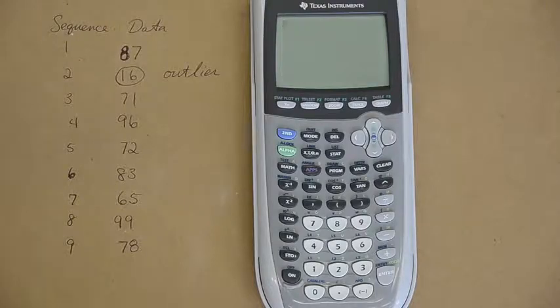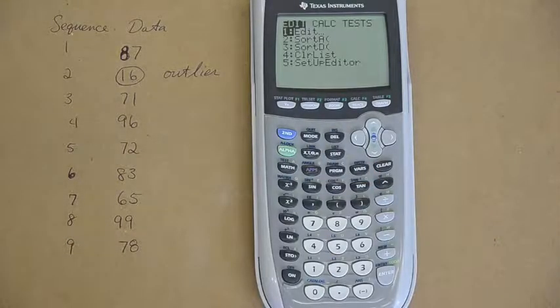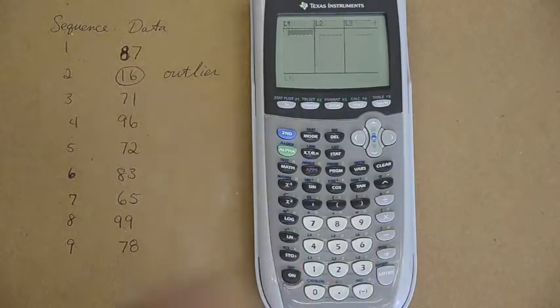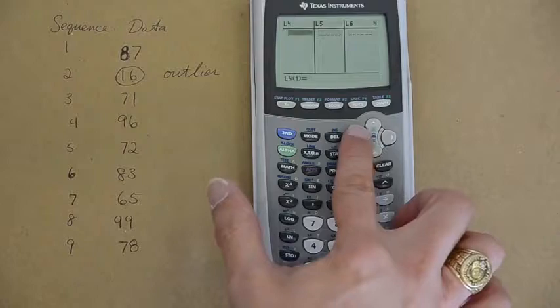So I want to put this data into the calculator, and that means I'm going to turn it on. I'm going to hit the stat button to put some statistics stuff in, and hit edit to start putting in some numbers. Now your calculator should have 6 lists in it.